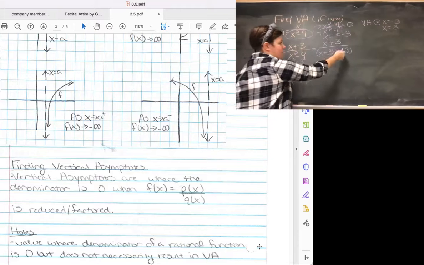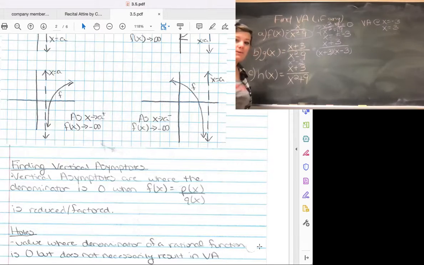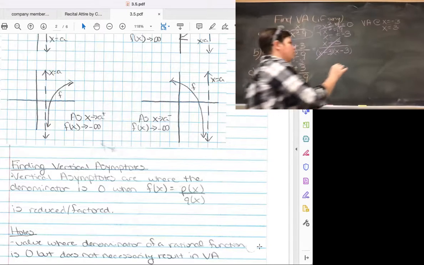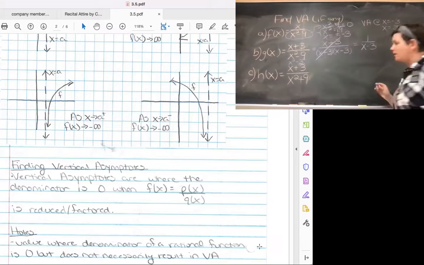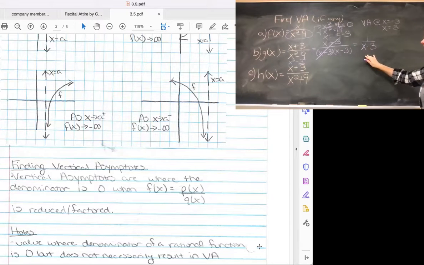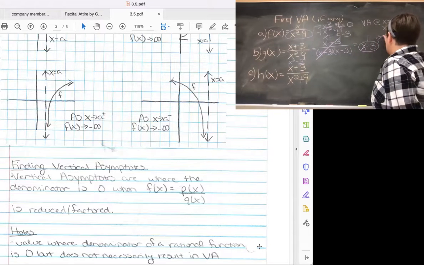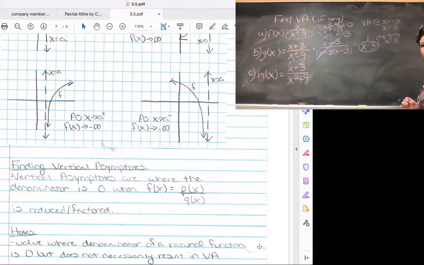Because when you write it like this, then you notice that you have an x plus 3 on top and you have an x plus 3 on bottom. That means those can simplify out to where you're left with 1 over x minus 3. And this is what we use to find our vertical asymptote. So then we're looking at this x minus 3, and we set it equal to 0 so that we know we have a problem at x equals 3. So we have a vertical asymptote at x equals 3.